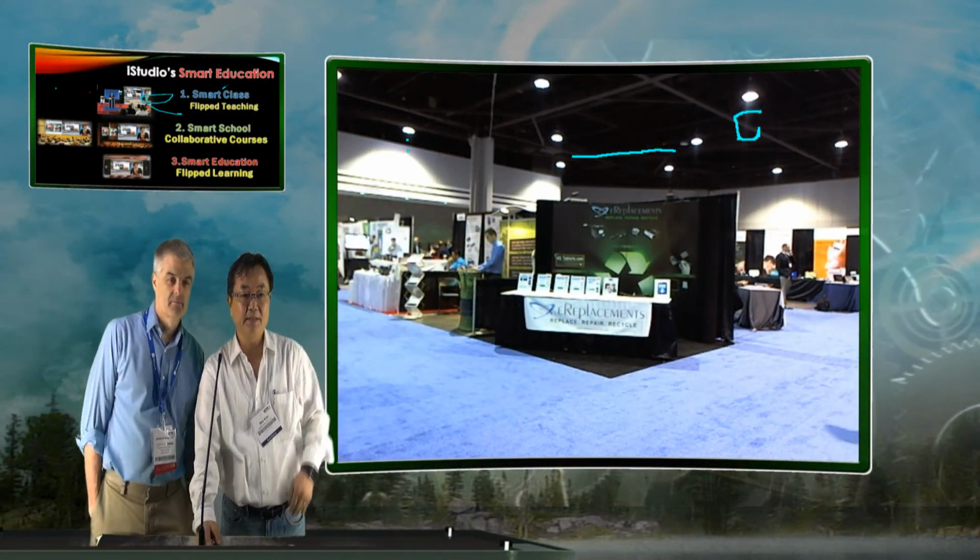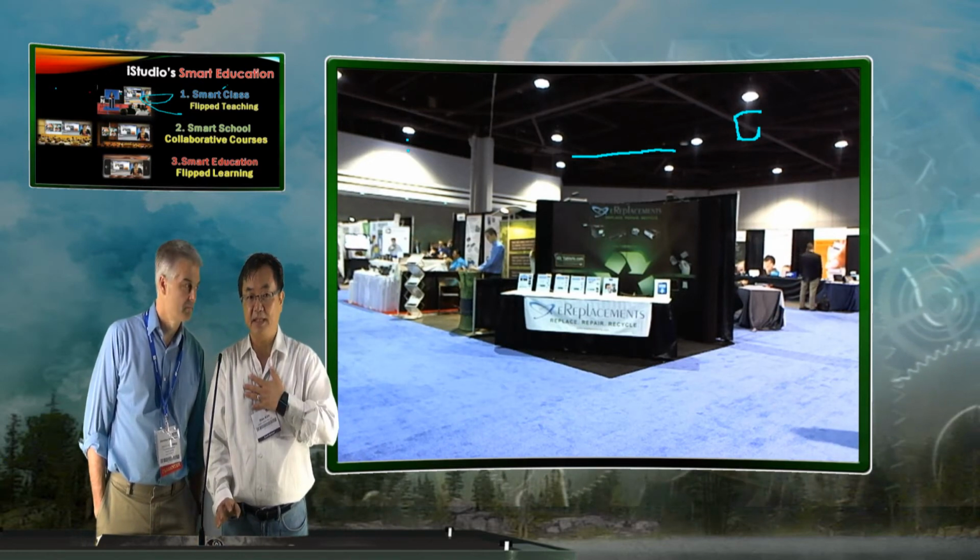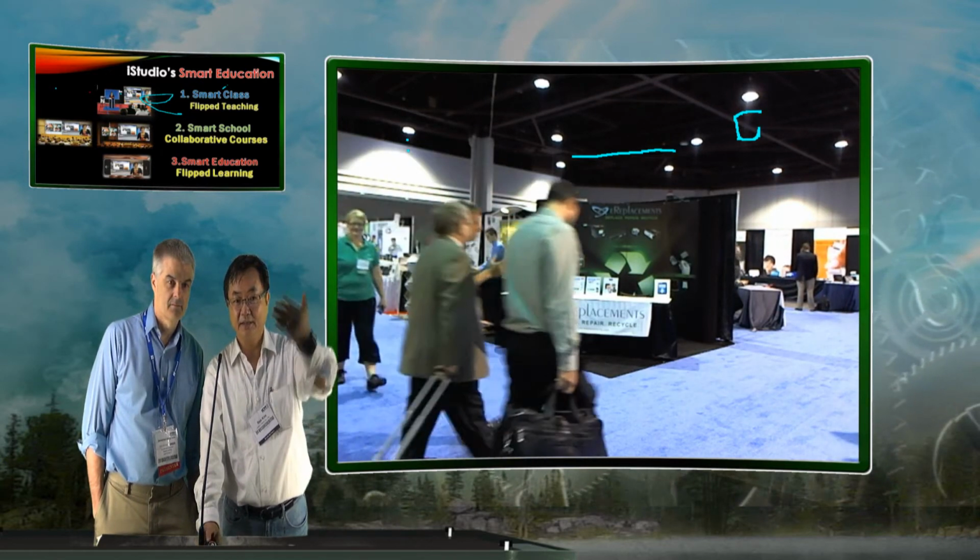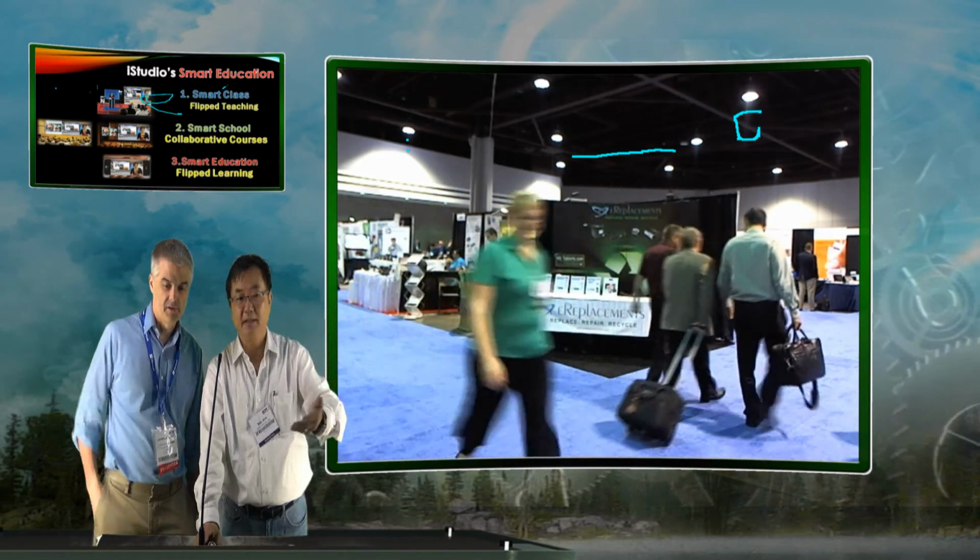So basically we have 4 inputs. One is a presenter, the other one students, and then document camera and PowerPoint. So you got 4 inputs. Yeah, so basically there's a box.